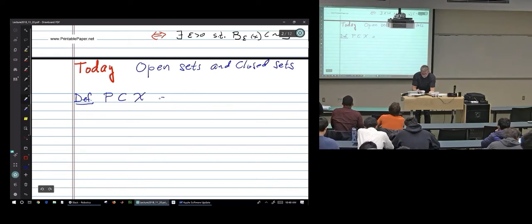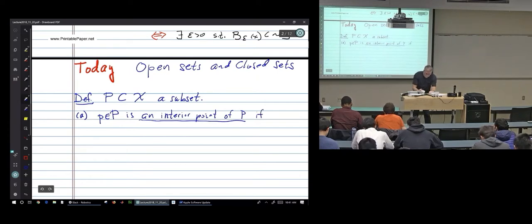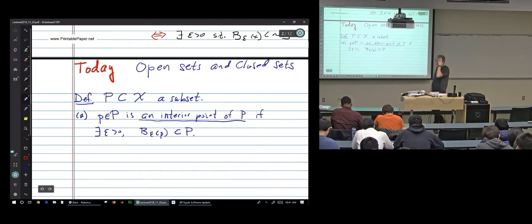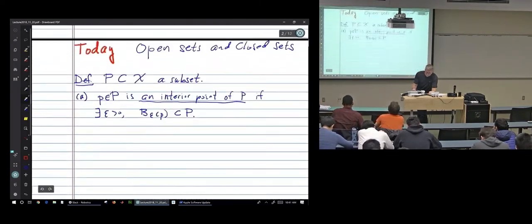So P contained in X, subset A. A point in P is an interior point if there exists epsilon greater than 0, so I can put an open ball about P and stay in P. That's an interior point. Get that? Put a ball about it.